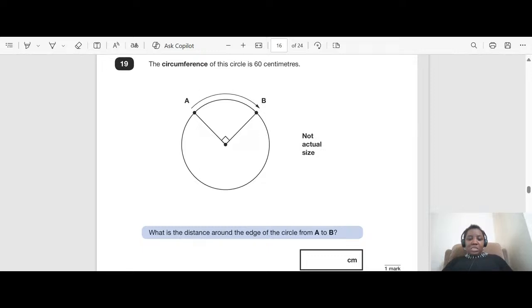From this, we can see that the radius from the center to A and the center to B forms a right angle. Because it is a right angle, it tells me that this is a quarter of this circle. So if the circumference is 60 centimeters, then the distance between A and B will be 60 divided by 4. That is 15 centimeters, because it is a quarter of the entire circle.